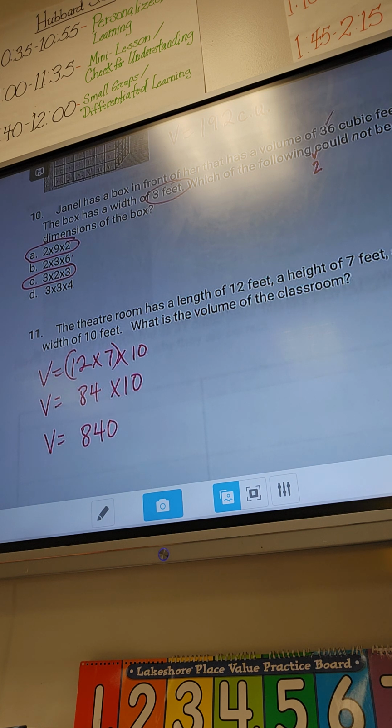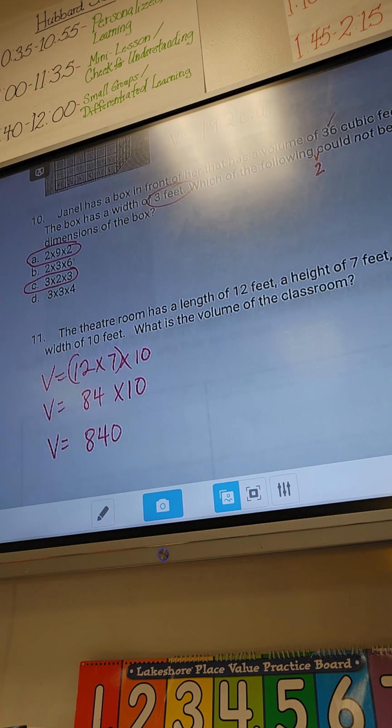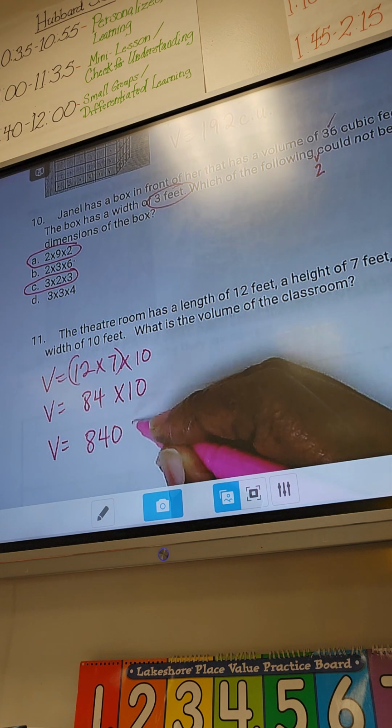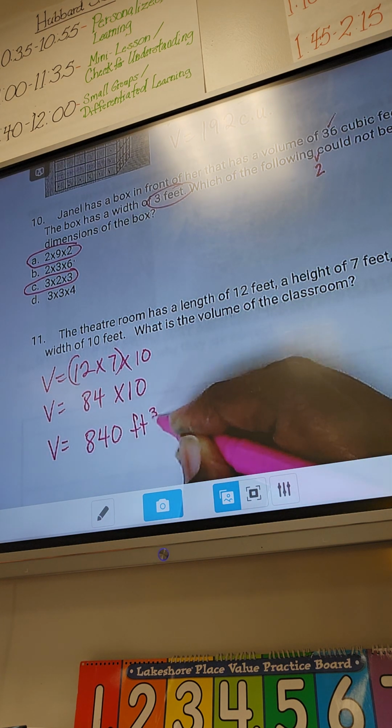Okay, so when we move into our next unit, this is one of the skills you gotta know. This should be automatic by now. When you multiply by 10, you simply add that 0 to the end of the other number. Okay, so our answer volume equals 840 feet cubed.